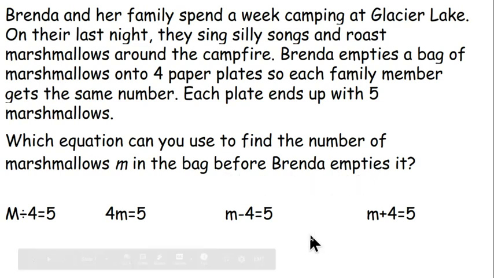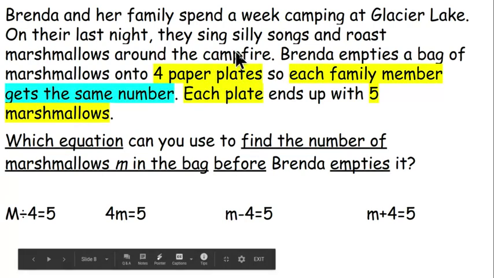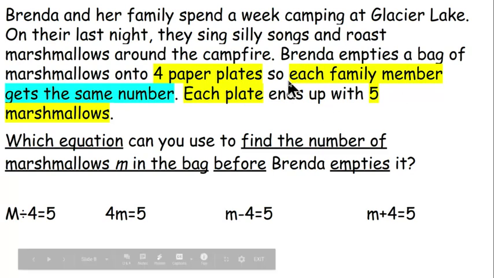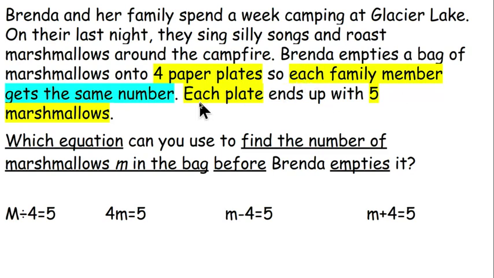Okay, so let's circle our numbers and units and underline what it's asking. So when I circle, I have my 4 paper plates. I have each family member, because that stands for 1, right? I have each plate, 1 plate, 5 marshmallows, right? So basically here, I put gets the same number, because usually when we get the same number, we're talking about dividing something up equally, okay?